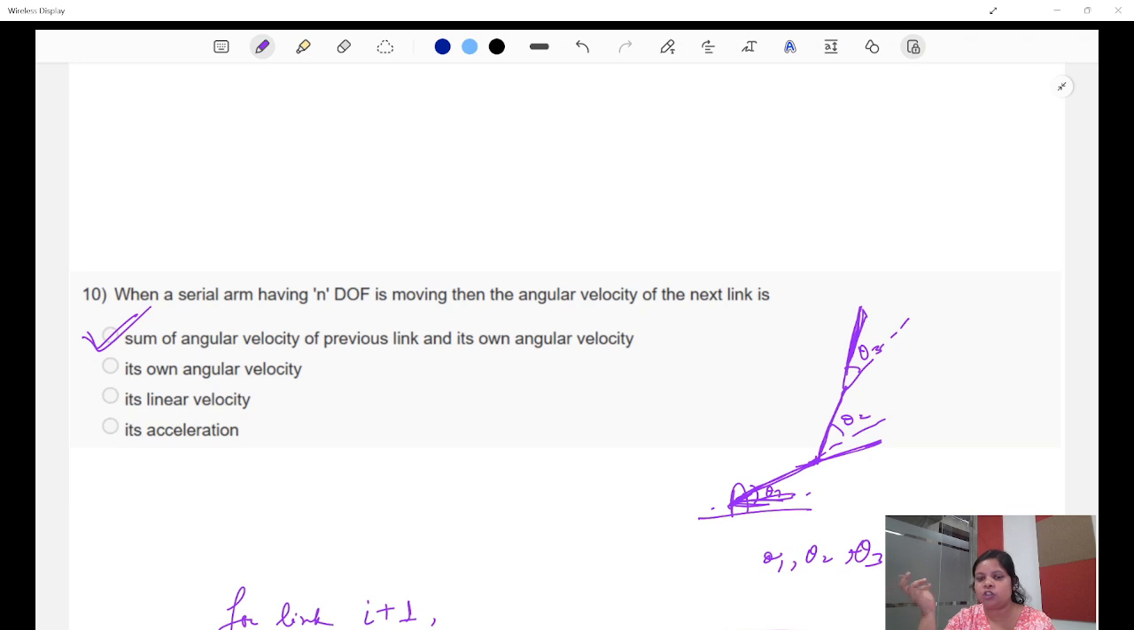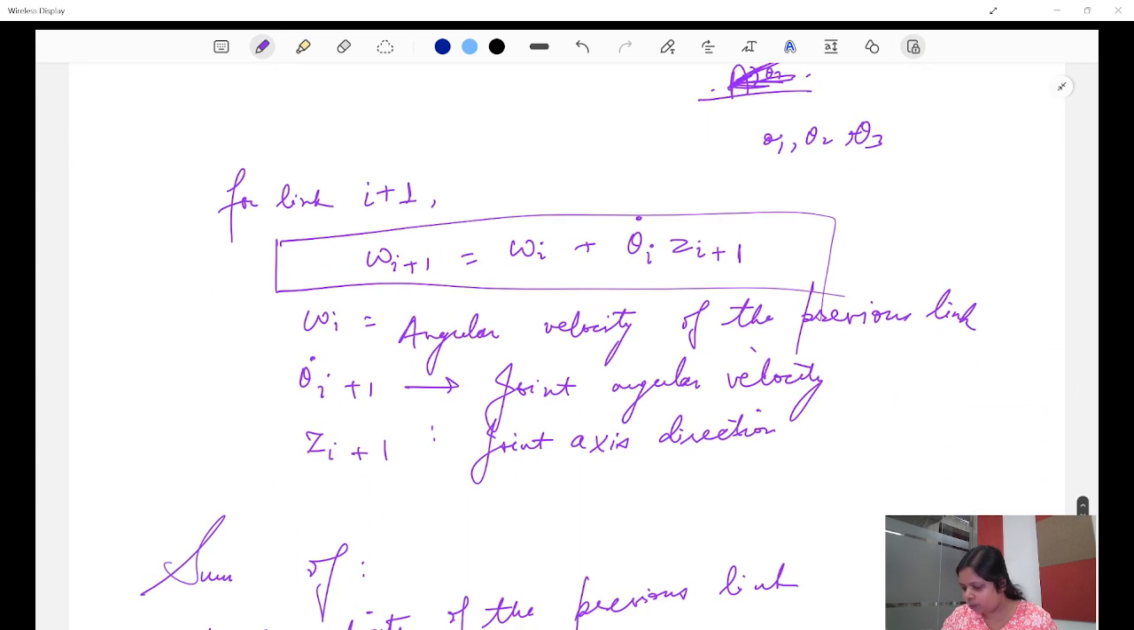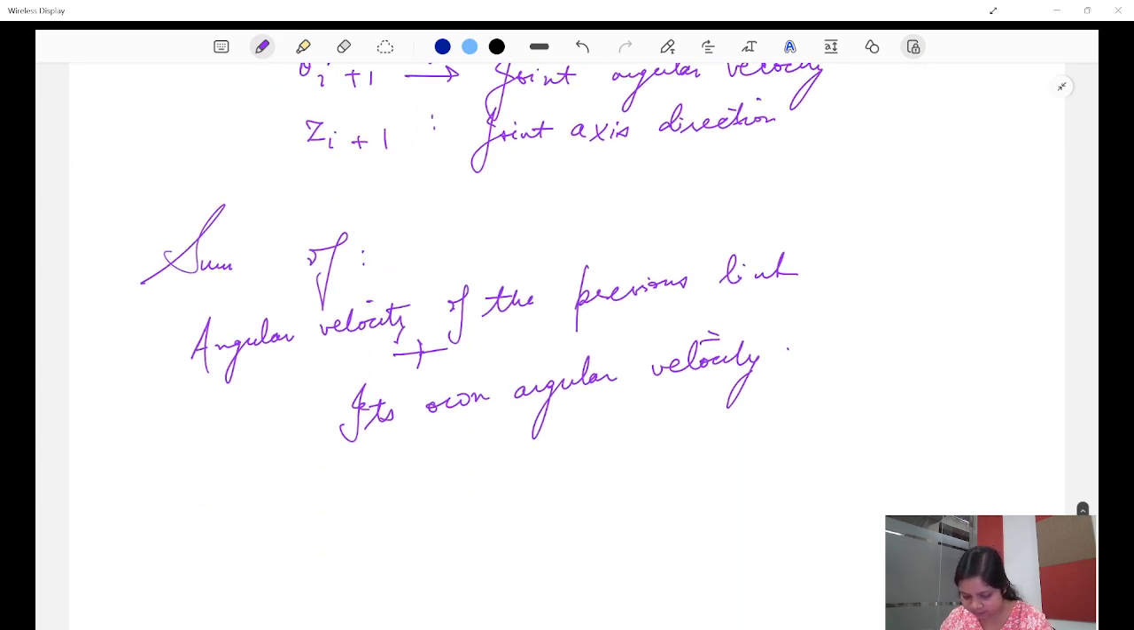It is the combination of both the terms. So the correct answer is, it is the sum of the angular velocity of the previous link and its own angular velocity, basically reflecting how the motion propagates through the serial chain. All right, I hope all of this makes sense.